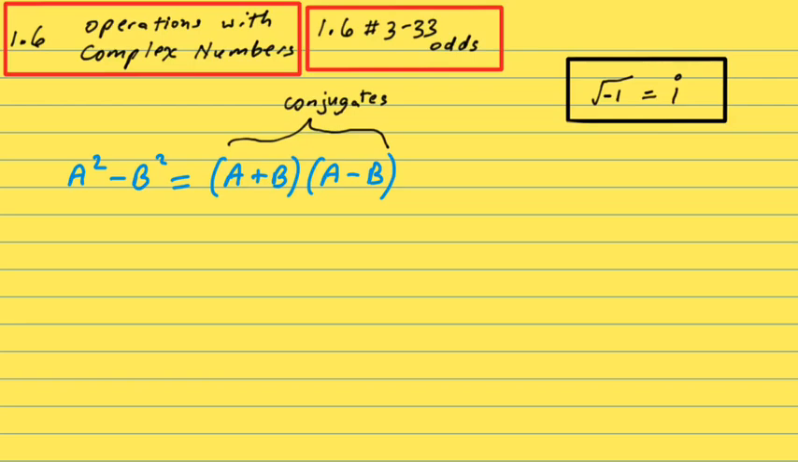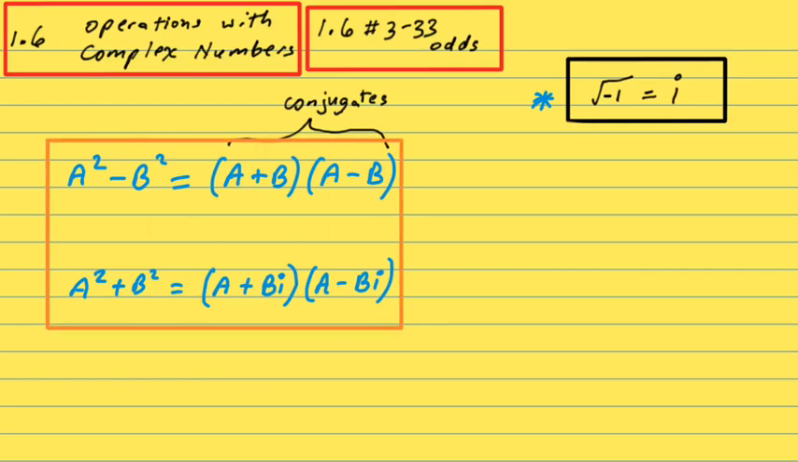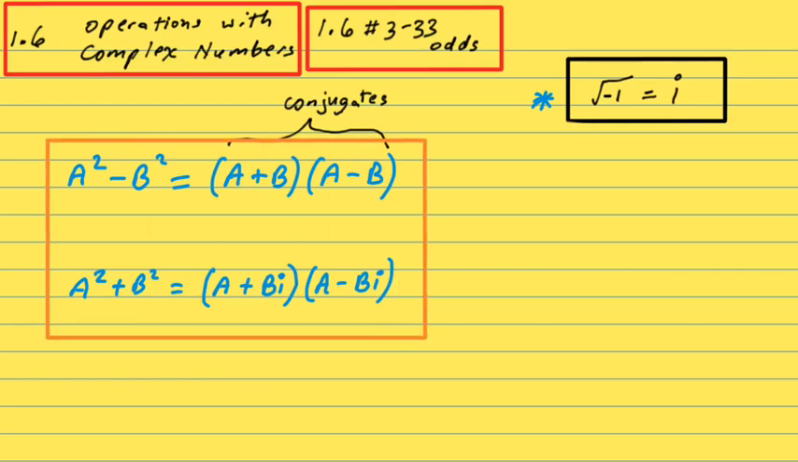Now, if you ever run into a form that is a squared plus b squared, that's going to involve something called complex conjugates: a plus bi times a minus bi. Again, i is the square root of -1. So these two things right here, I can tell you, can be extremely helpful. This is called complex conjugates.